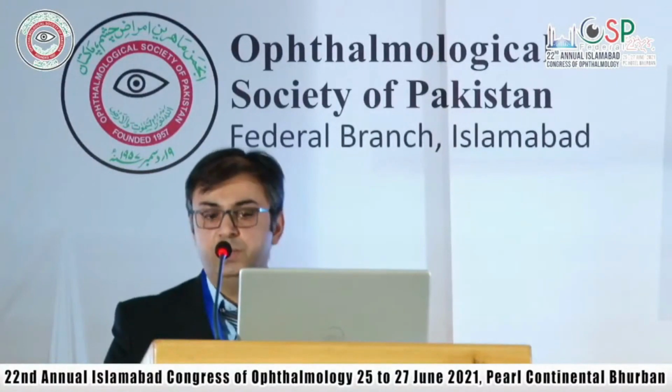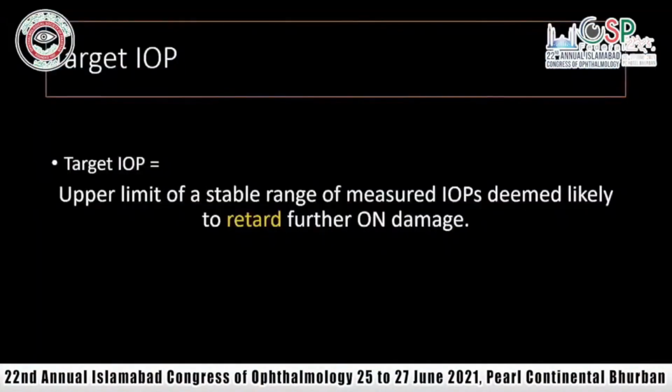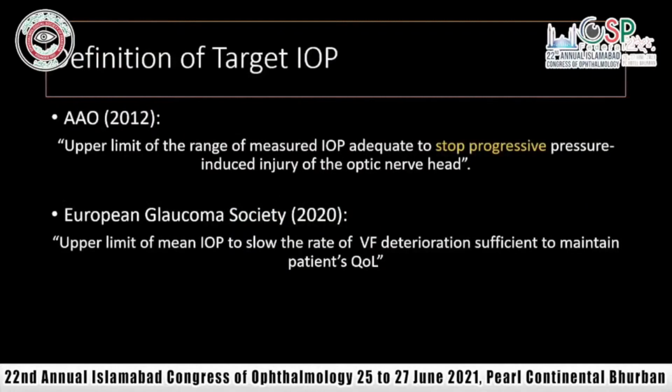And what is target IOP? It is the upper limit of the stable range of measured IOPs where further optic nerve damage is retarded. Now, the American Academy of Ophthalmology and the European Society have defined target IOP differently, but the main aim is the same. They have the same objectives.